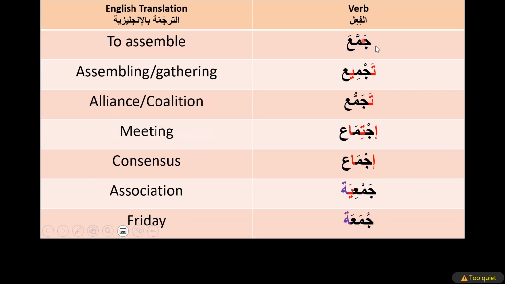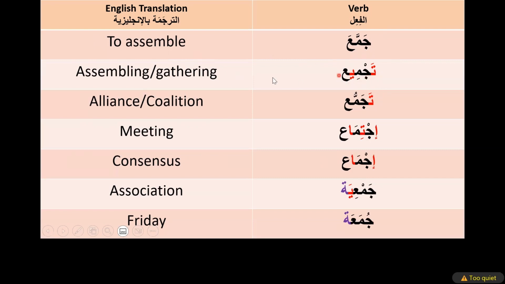Okay, jamma here is a three-letter root, but the meem has the shadda to indicate that we have two meems here. I am going to talk in detail about the shadda when we talk about the four-letter root verbs. But now the focus is three-letter root verbs. Here, jamma is to assemble, like you assemble something. Jamma.